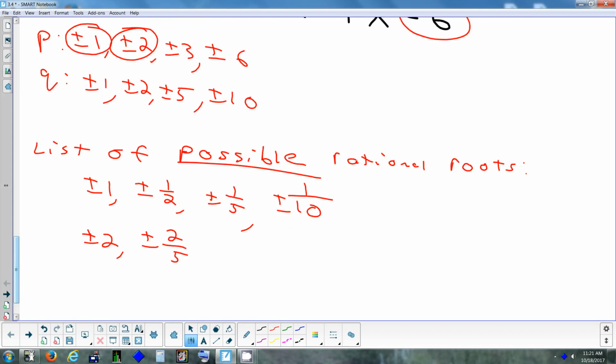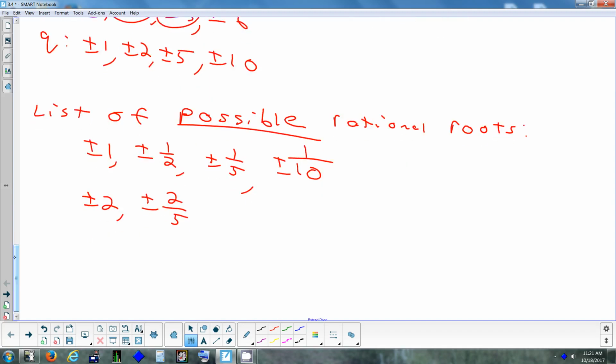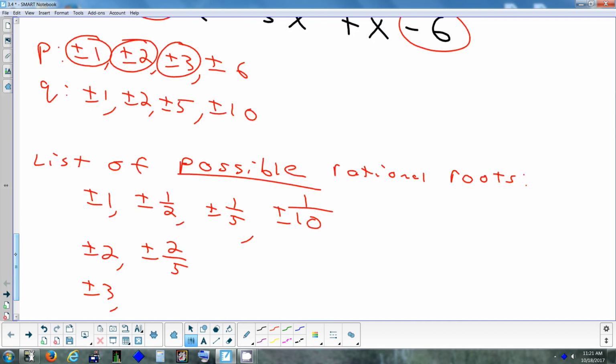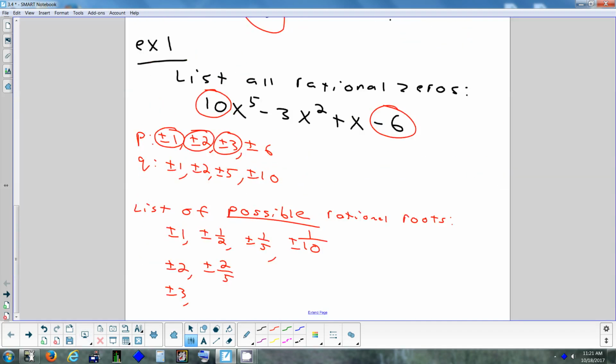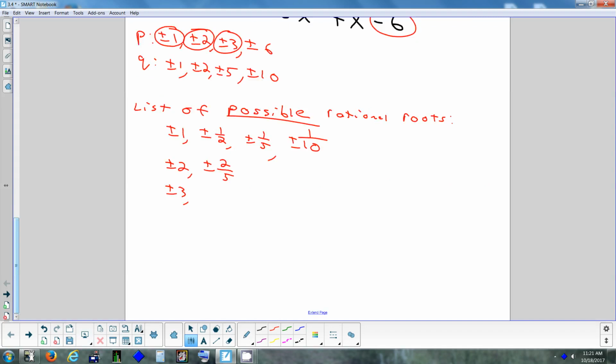Let's do the next one, with 3. How about Ezekiel? What would be my possibilities with 3 in the top? Positive or negative 3. Yep. What else? Positive or negative 3 halves. Positive and negative 3/5. I don't see any repeats so far, so that's good. And positive and negative 3/10.